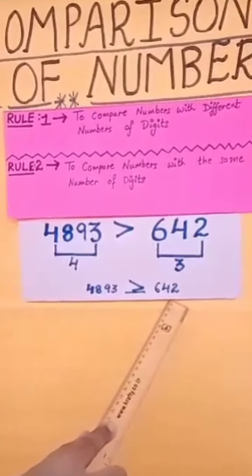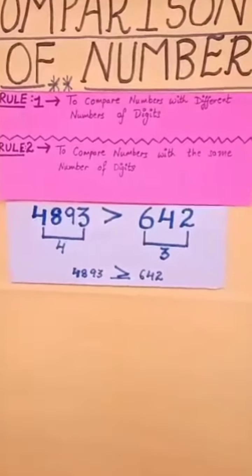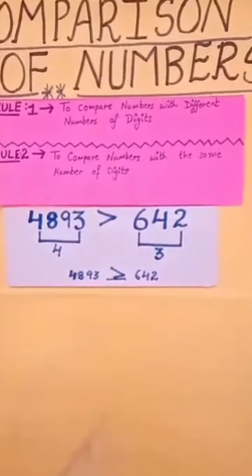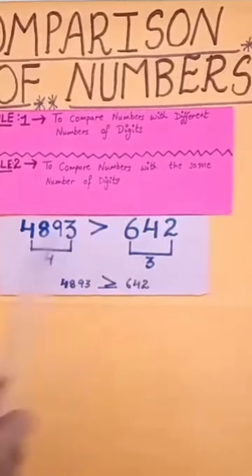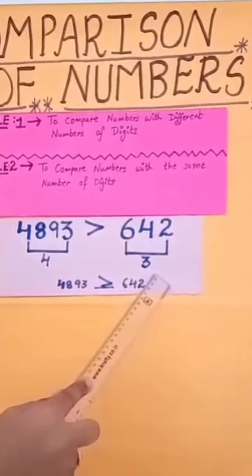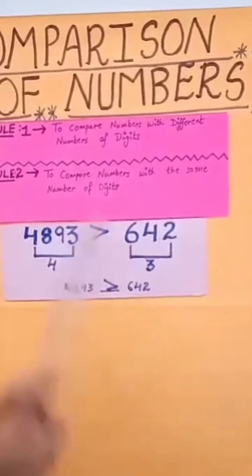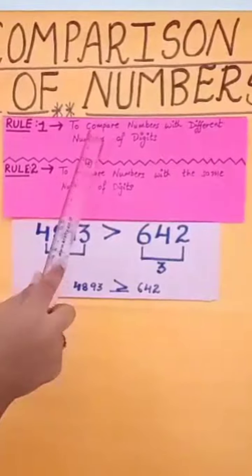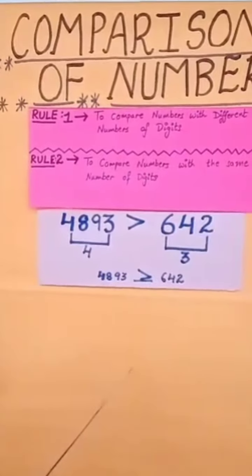than 642. So what we have done here, we compared these two numbers easily because the number of digits were different. It had 4 digits and this one had 3 digits. So we applied which rule? We applied rule number 1. Correct? Now we'll move to rule number 2.